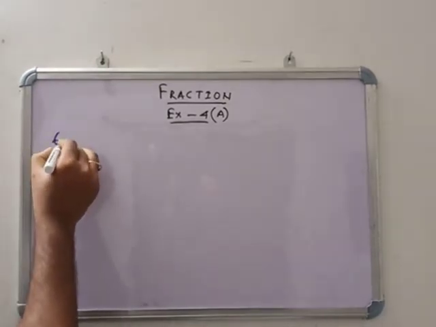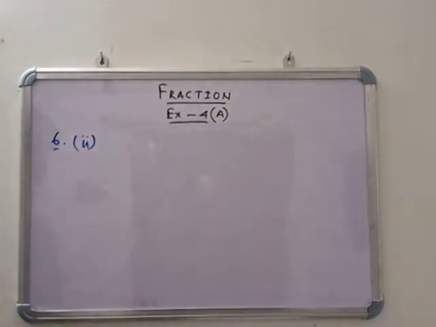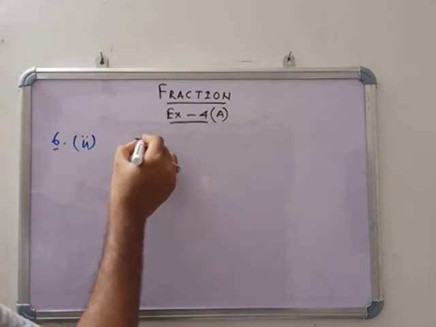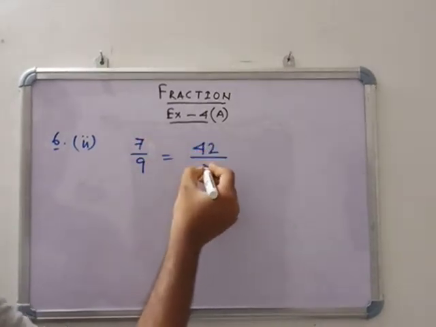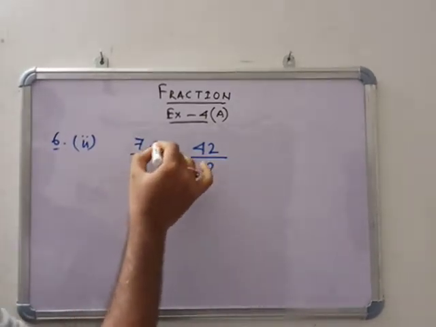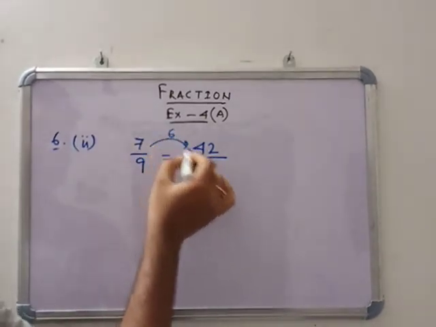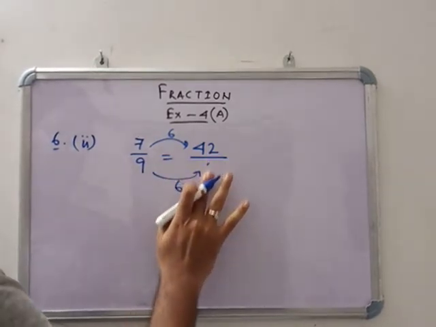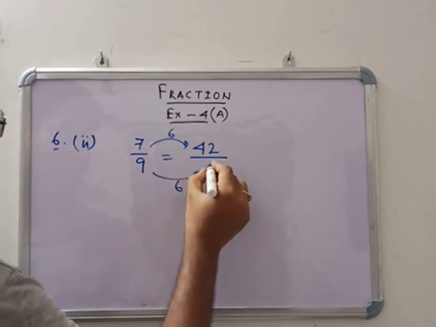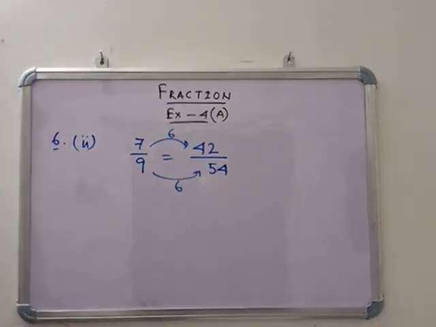In number 6, 6a2, 7 by 9 with numerator 42. You have to find the equivalent fraction. 7 by 9 and 42 is the numerator. So you have to find the denominator only. So if you multiply 7 by 6, then we get 42. Then 9 into 6, that means 54. Okay. So 42 by 54 is the equivalent fraction.